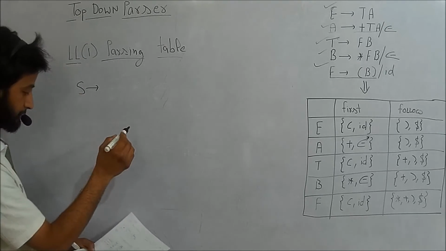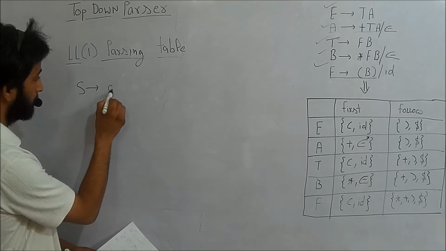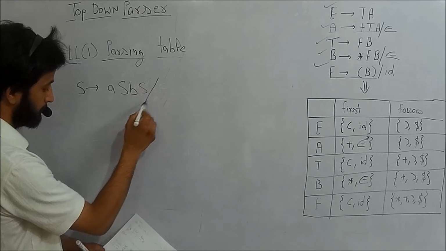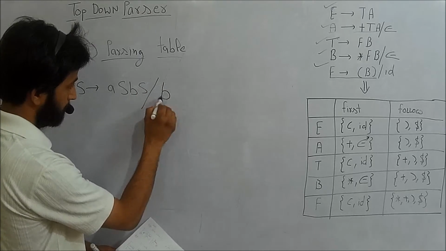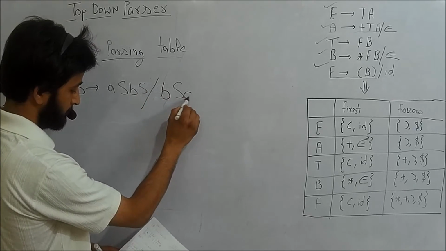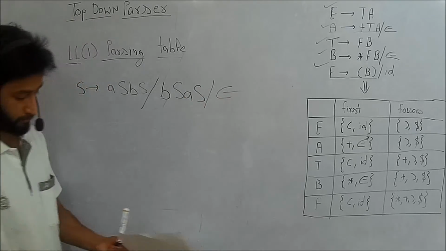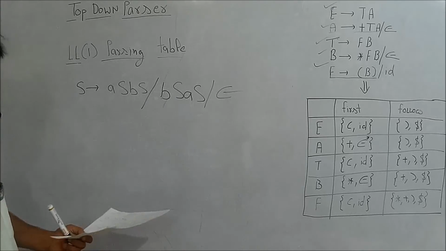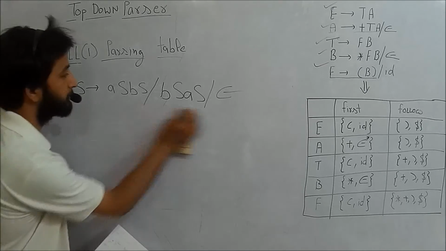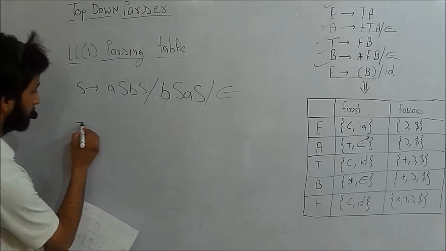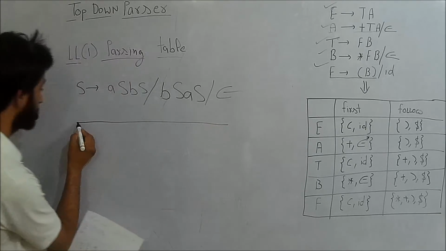Let us take a grammar in which S derives ASBS, BSAS, and epsilon. Okay, so this is the grammar. For that grammar I have to design the LL1 parsing table first.